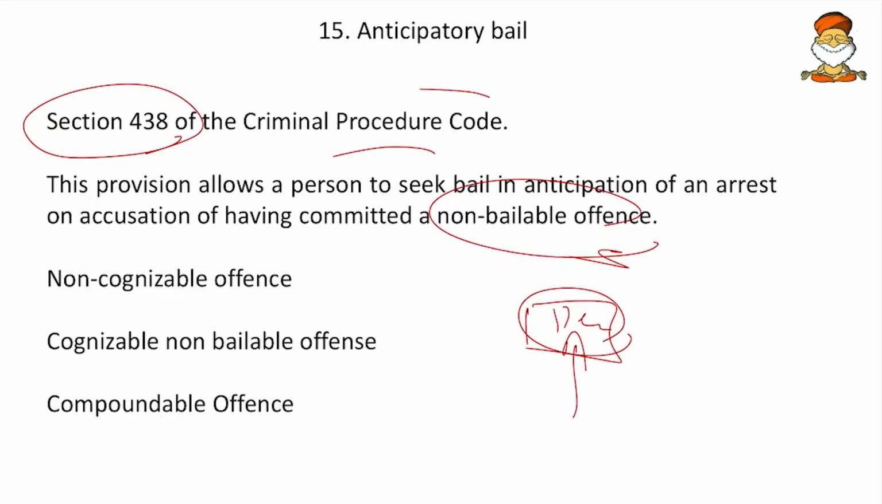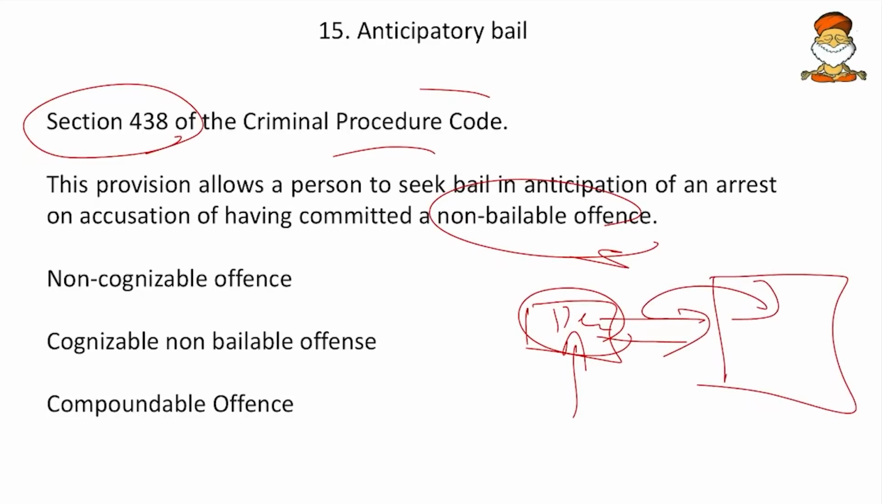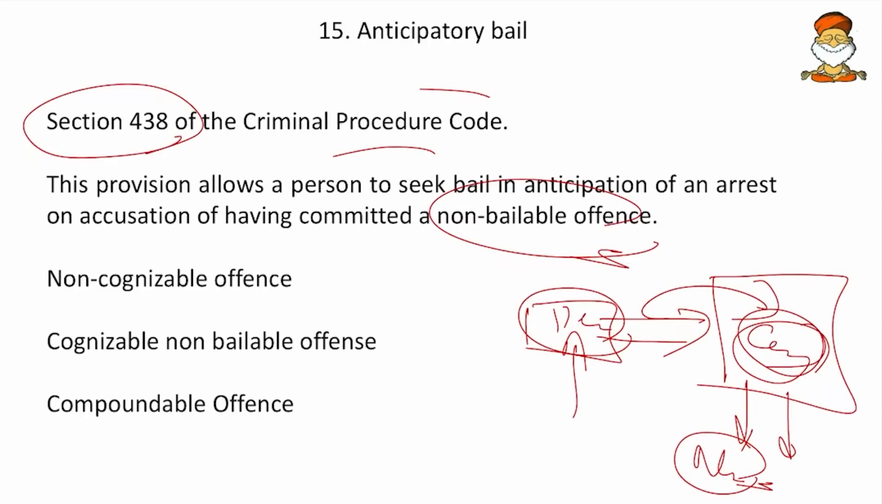Now if you are arrested on a non-bailable offense, obviously you will not be given bail in the police station. But when the case goes to the court, inside the court of law you can take bail even for non-bailable offenses. So the court has the authority to give bail for all offenses. Here the court bail is universal in nature. It can be given even for non-bailable offenses.